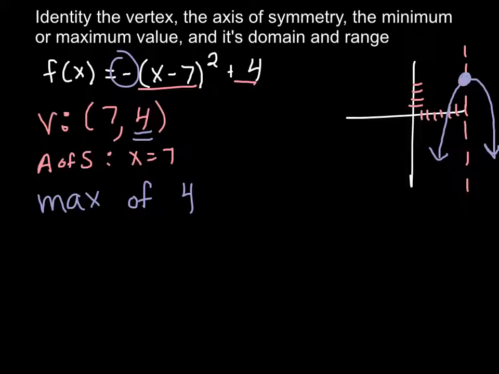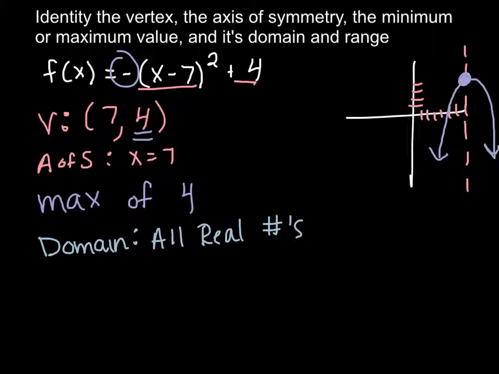Domain. Domain is all real numbers, because for a quadratic, it's always all real numbers. And then lastly, let's go ahead and do the range. When I start the range, I take the y and the y value. And since all the values are underneath or below, we'll say y is less than or equal to 4.